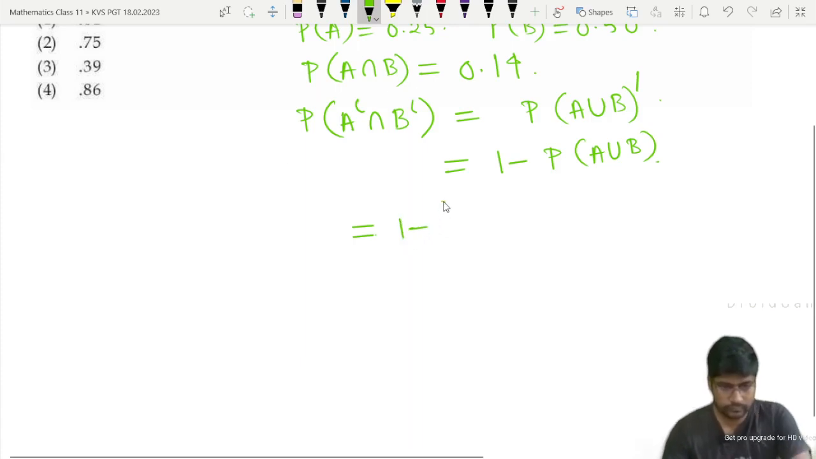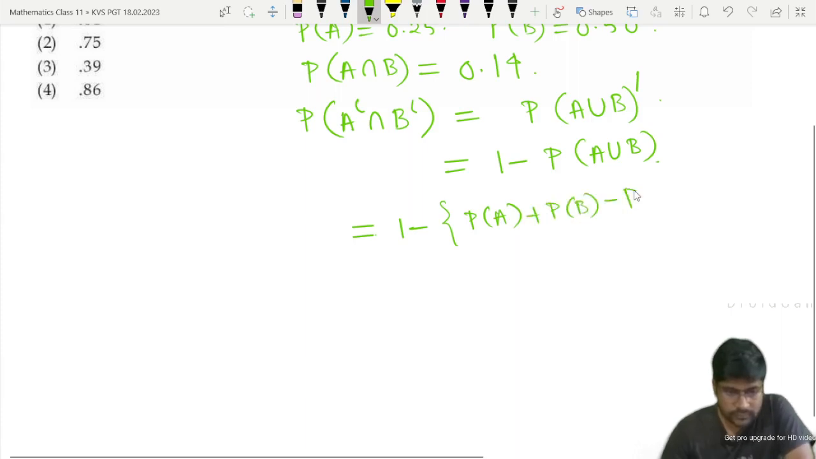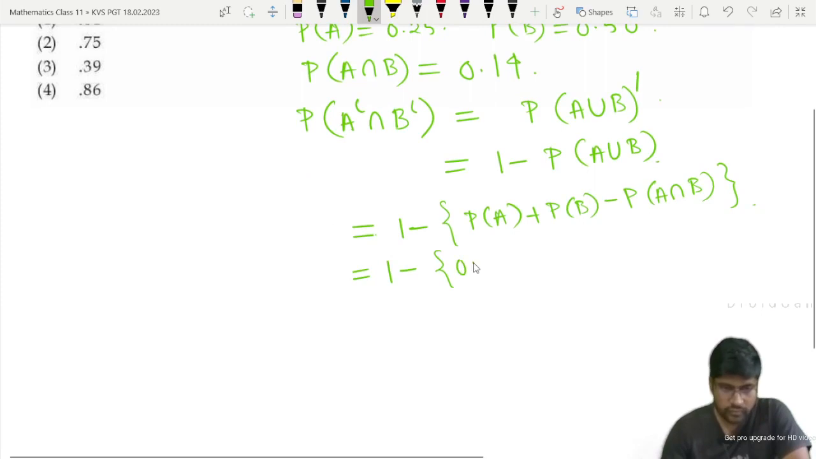1 minus [P of A plus P of B minus P of A intersection B]. Okay, that was the formula for P of A union B. So this is 1 minus all the values we know now. P of A, what is P of A? P of A is 0.25. P of B is 0.50 and P of A intersection B is 0.14.